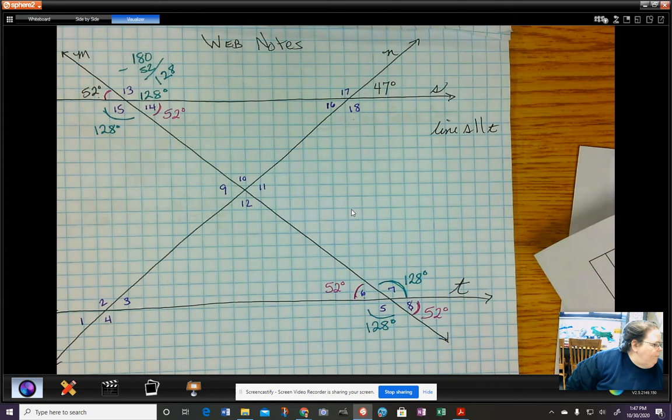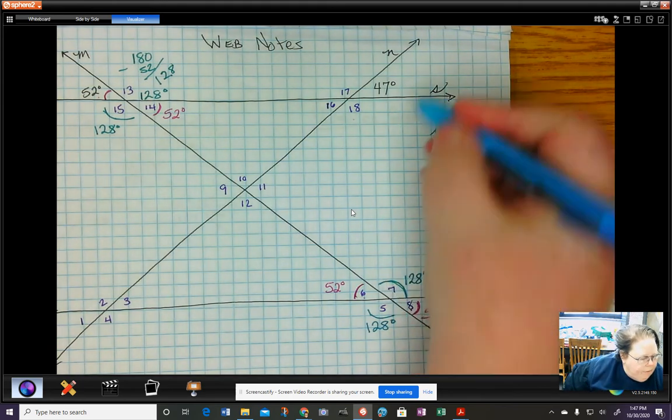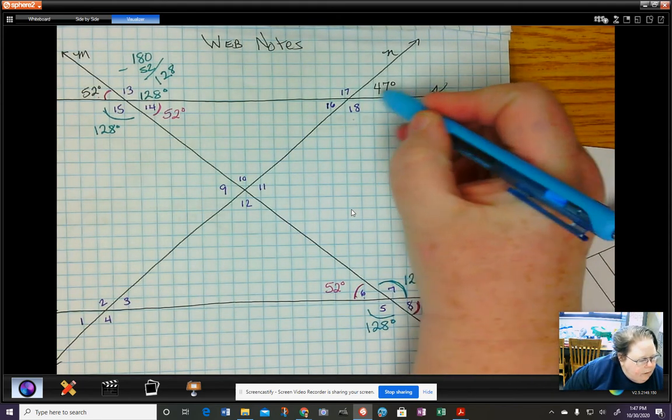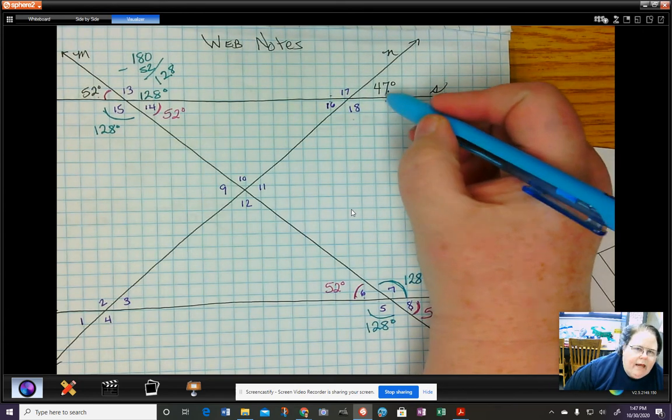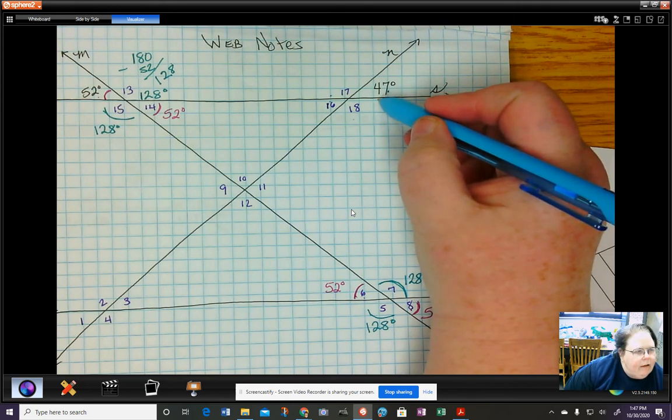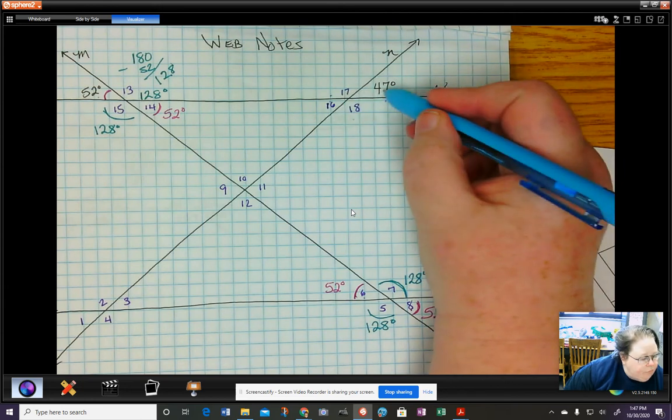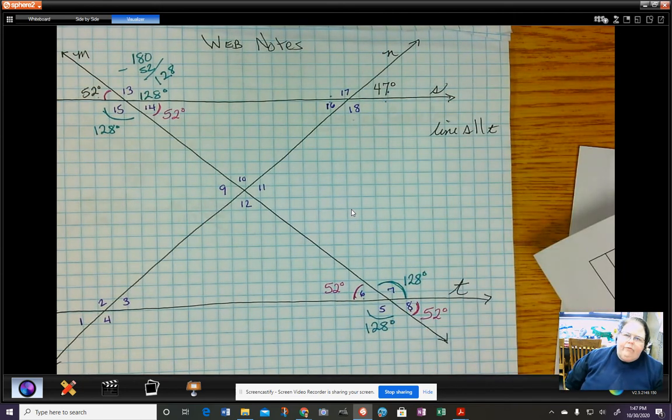Okay, let's go back to our other side of the story. And let's take a look at what we've got over here. 47 and 17, what are they? They're a linear pair. They're same side angles, or same side straight angles. Anything that starts with an S is supplementary.